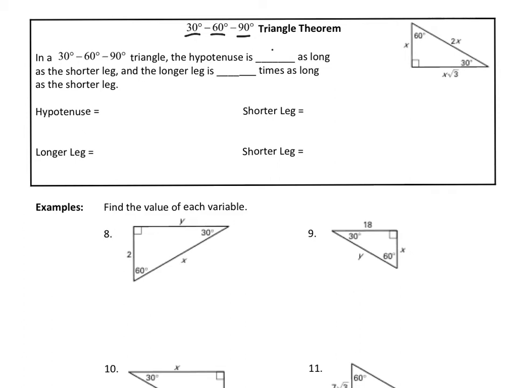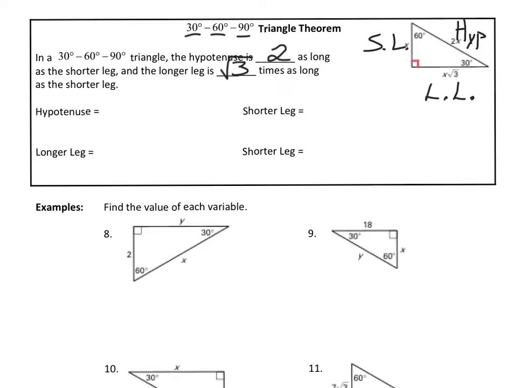hypotenuse is 2 times the length of the shorter leg, and the longer leg is radical 3 times the length of the shorter leg. So in this case, instead of just 2 legs and a hypotenuse, I'm going to have the short leg, the long leg, and the hypotenuse. Now we've gone over before how to identify the hypotenuse. It is across from the right angle.